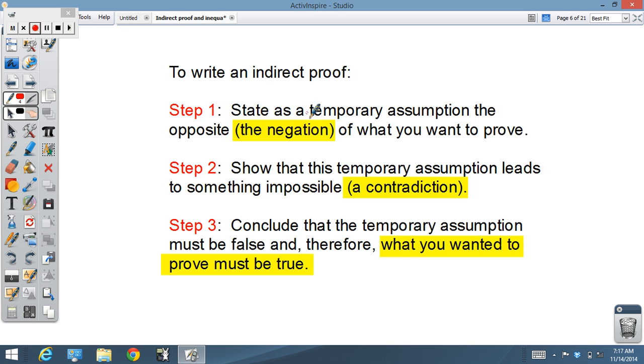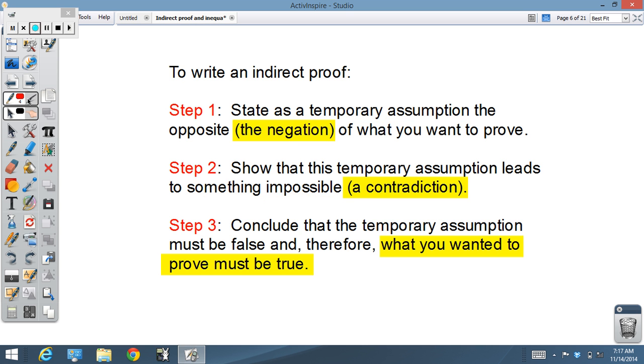To write an indirect proof, the first thing is we're going to make a temporary assumption that what we want to prove is false. Then, as we follow our logic through, if this assumption leads to something that's impossible, that assumption can't be true. Therefore, what we wanted to prove must be true.